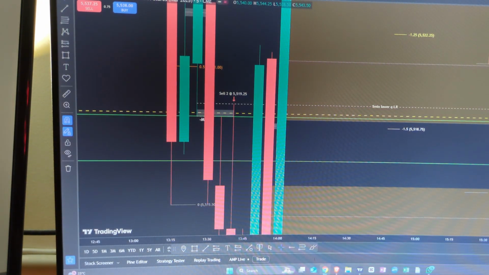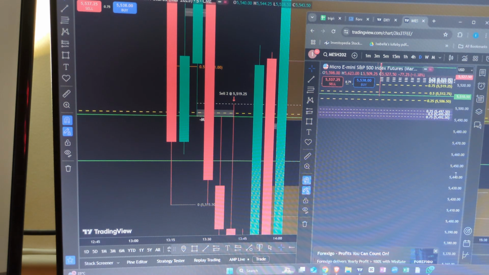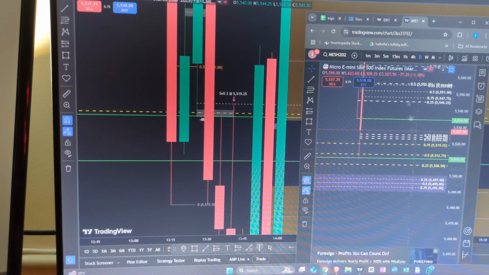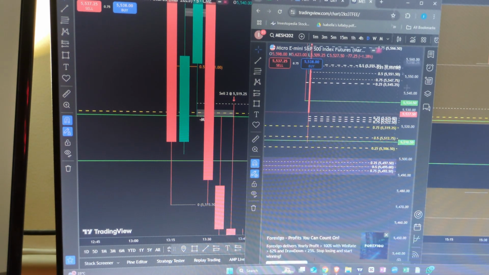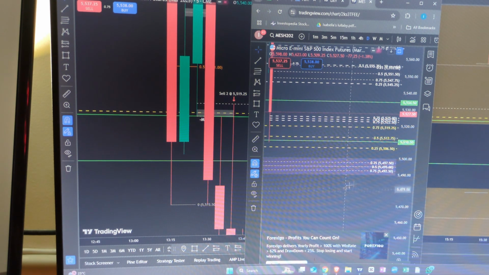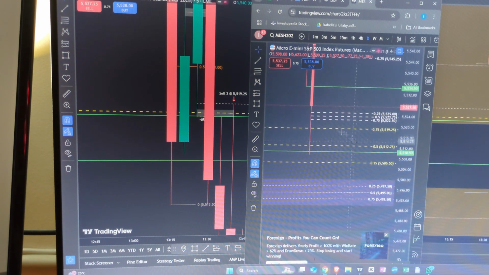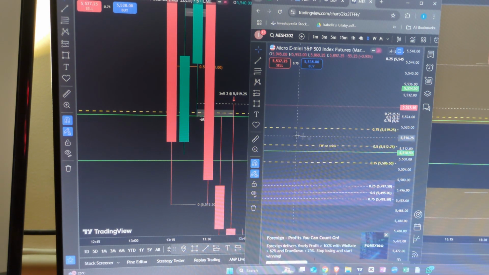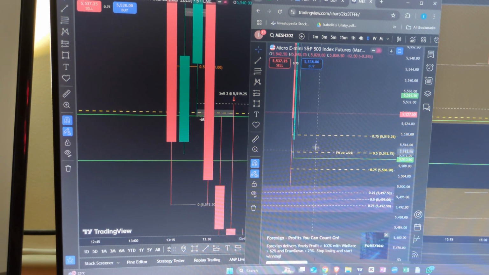See 5519.25. Okay, where are we? We are at roughly here. This is where we are at on the daily chart. Right here, 5519.25. This is the upper quadrant of the weekly wick, which is also the daily wick.